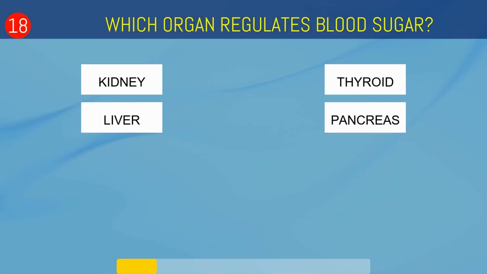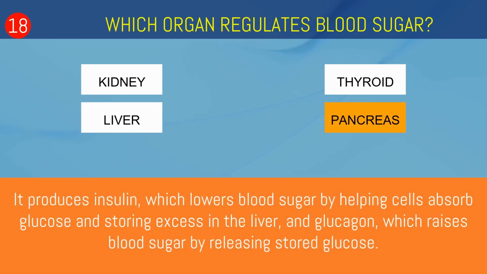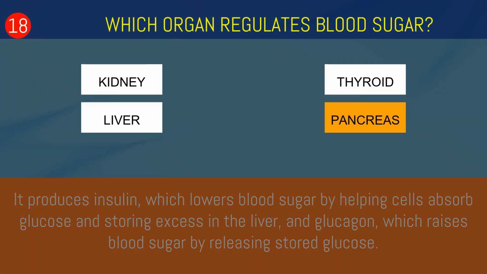Which organ regulates blood sugar? Kidney, liver, thyroid, or pancreas? Pancreas. It produces insulin, which lowers blood sugar by helping cells absorb glucose and storing excess in the liver, and glucagon, which raises blood sugar by releasing stored glucose.